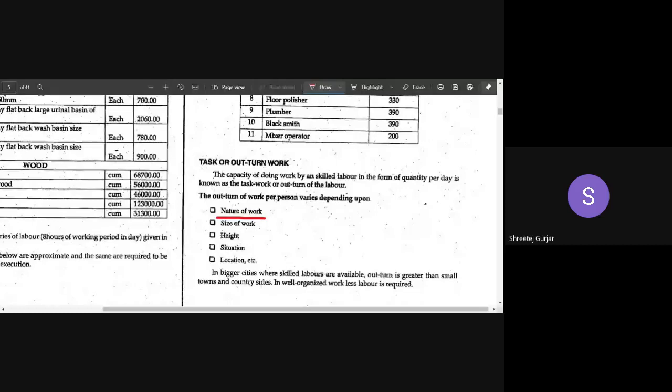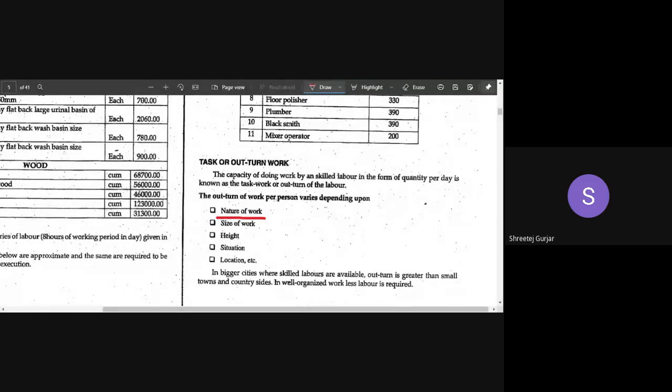Whether you are dealing with excavation in loose soil or in hard strata, depending upon the nature of work, the outturn of your labor will vary. Next, any other factor? Material availability. If material is available on site readily, then he can continue his work without any delay. So that is also one factor which will affect the outturn of a labor.